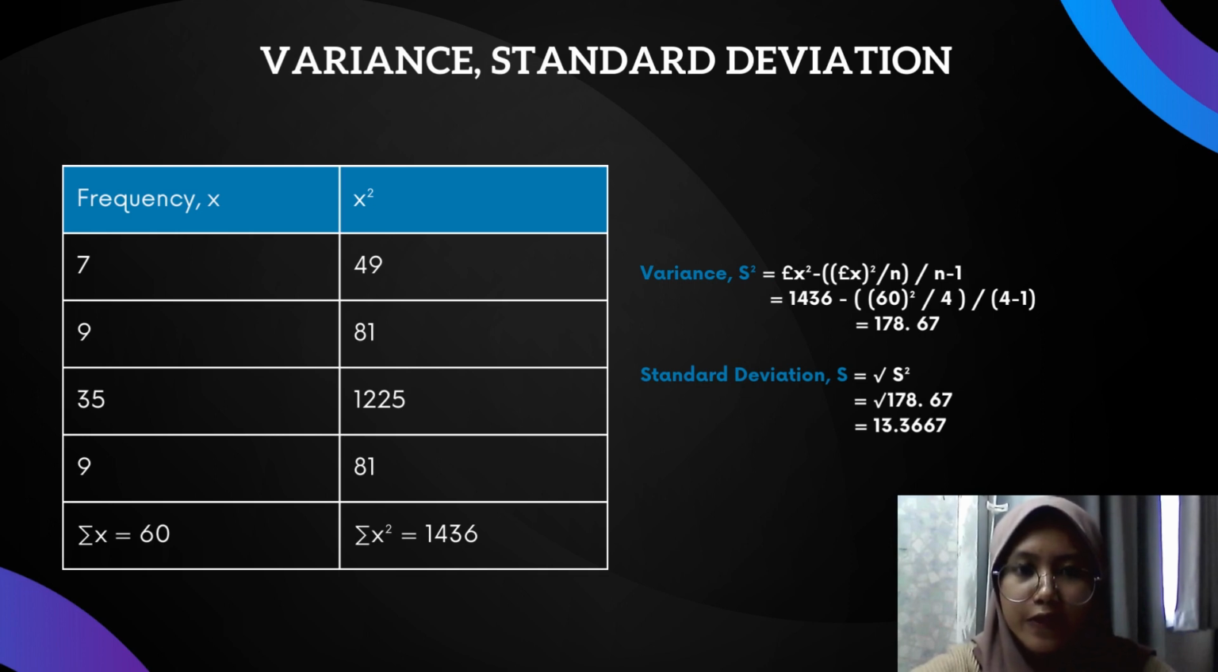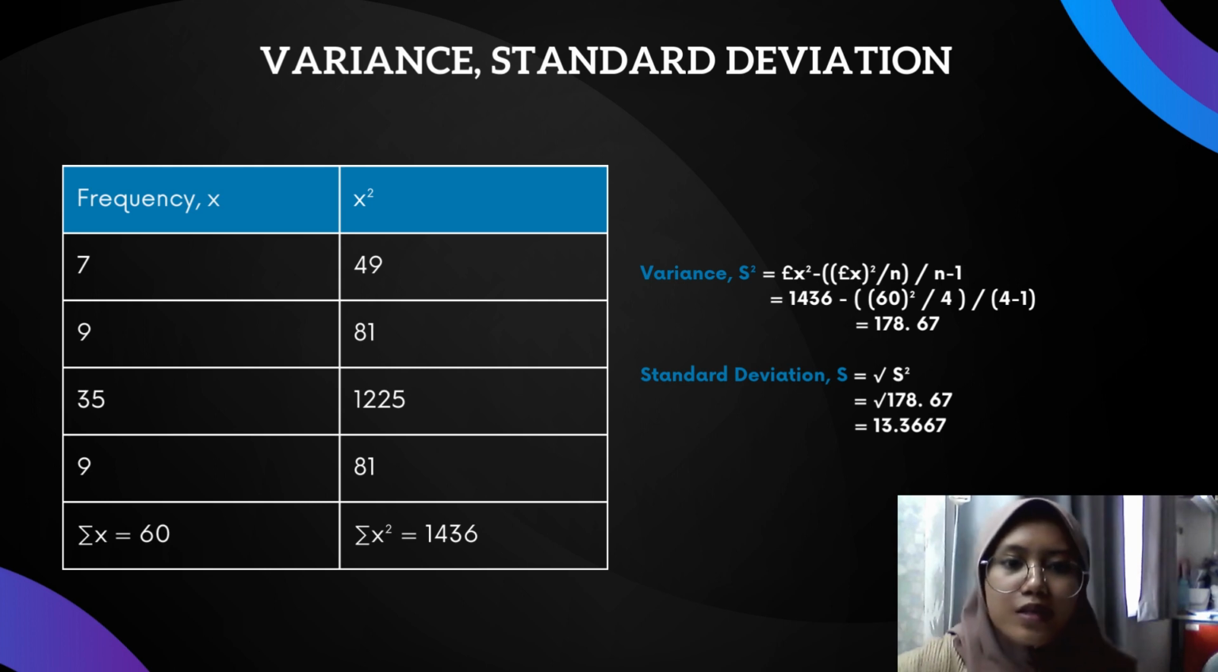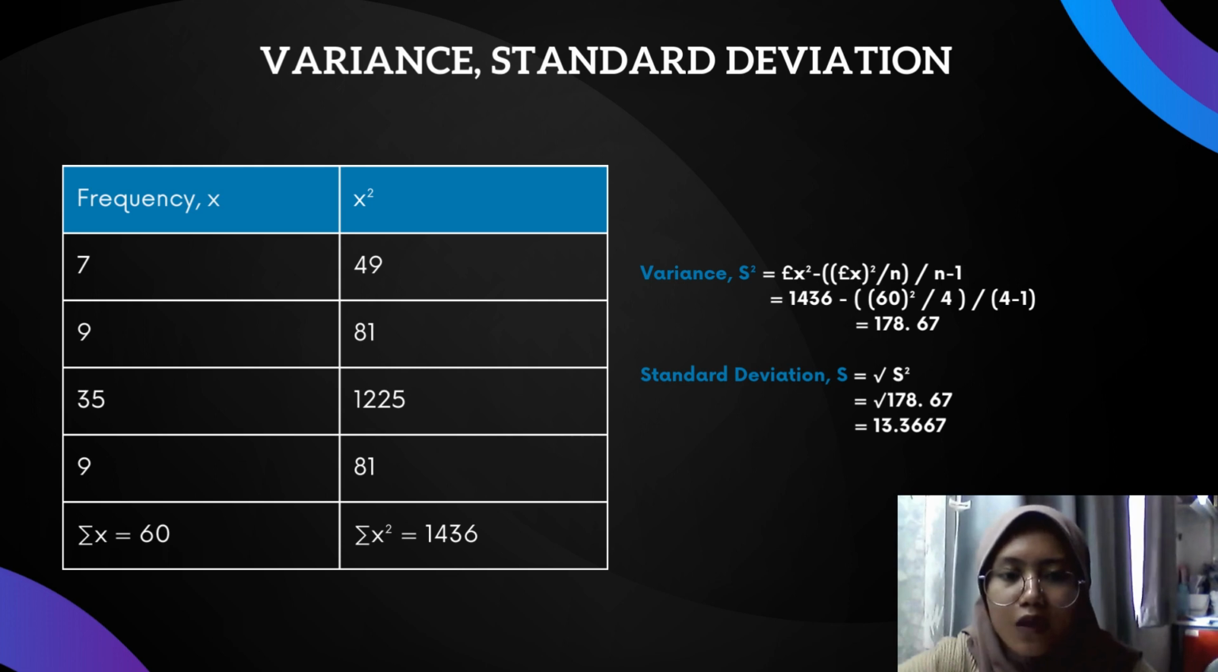Then we calculate the variance. Variance is calculated using the formula shown in this video. For the variance formula, we use the sample formula. The sum of x is the sum of all the values, the sum of x squared is the sum of the squared values, and n is the number of data points. In this question, the sum of all values is 60 and the sum of all squared values is 1436. After we calculate, the variance is 178.67.